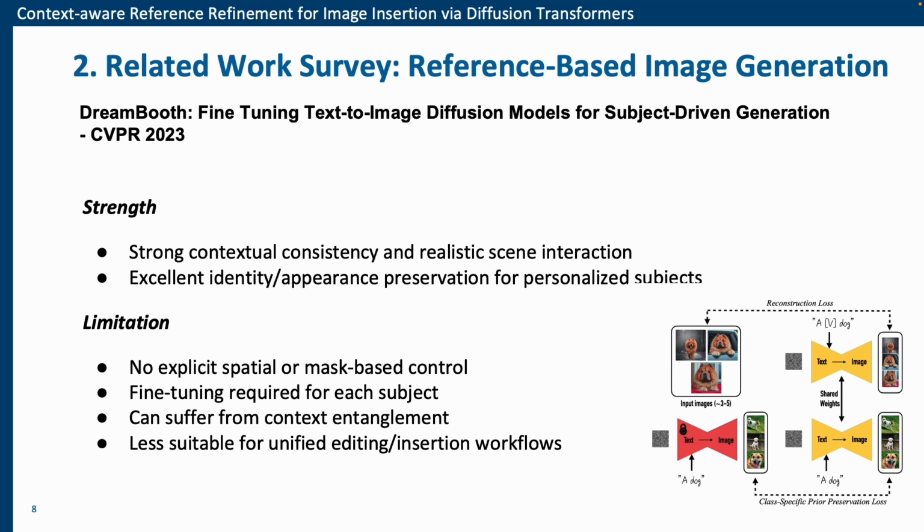It does not offer direct spatial or mask-based control, so precise placement is difficult. It also requires fine-tuning for each new subject, which makes the process less efficient and harder to scale. Moreover, subject features may become entangled with the training context.